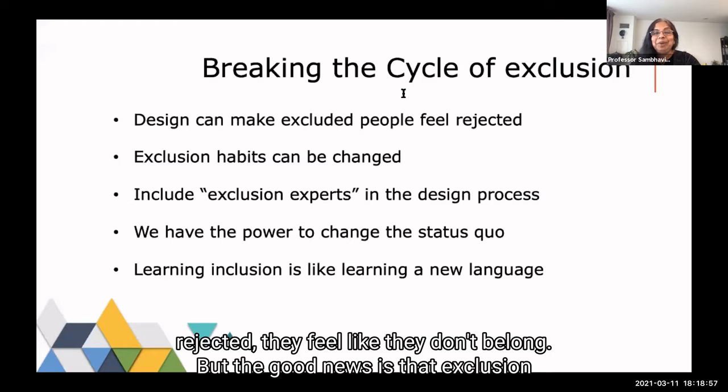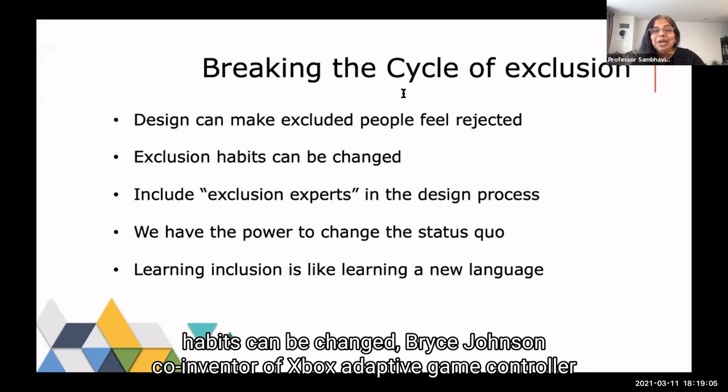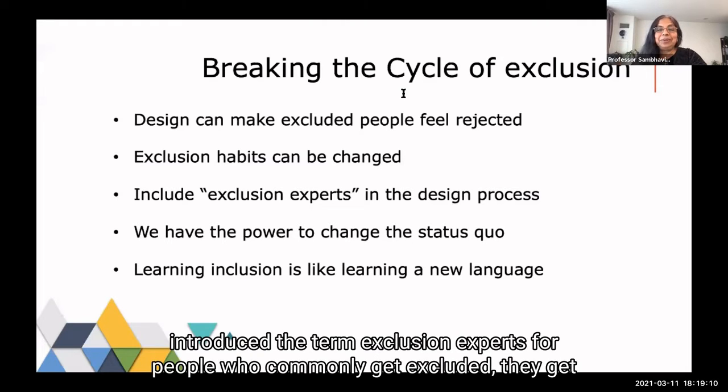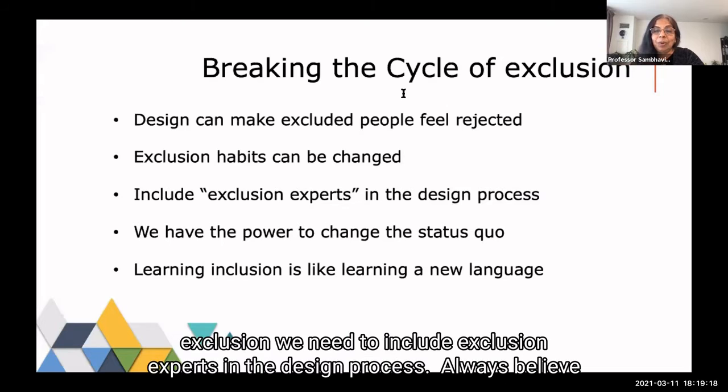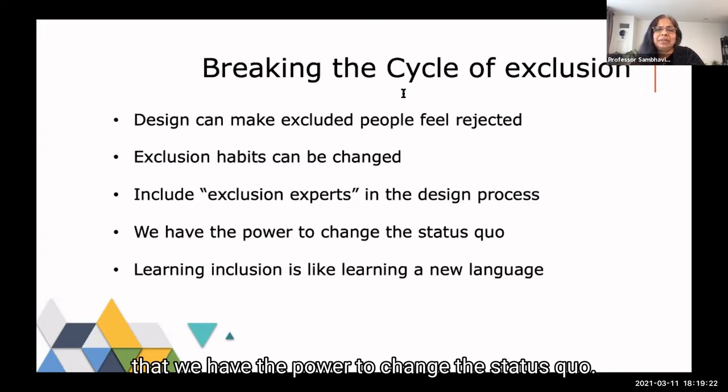Bryce Johnson, co-inventor of the Xbox adaptive game controller, introduced the term exclusion experts for people who commonly get excluded. They get excluded so much that they become an expert on the topic. And to break the cycle of exclusion, we need to include exclusion experts in the design process and always believe that we have the power to change the status quo. We can raise a voice against people who say, we've always done it that way in our company.